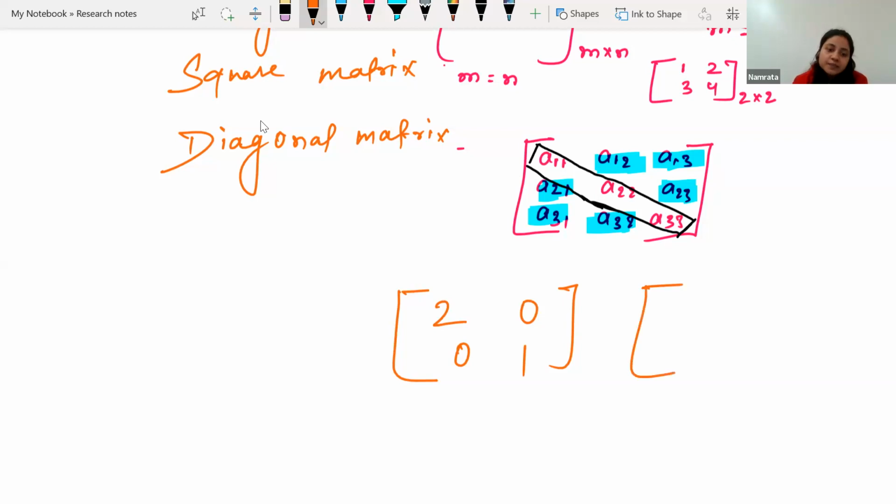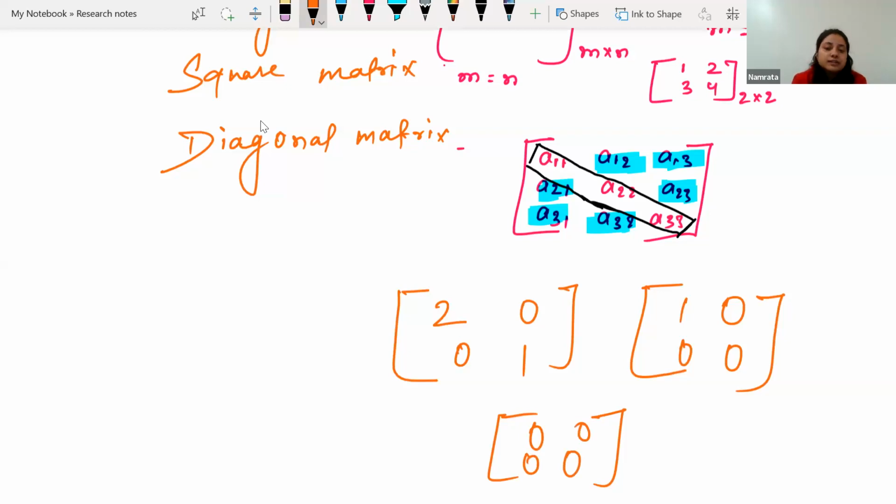Or we can say 1, 0, 0, 0. So diagonal element can be anything. It can be 0 also. If you are thinking about this one, 0, 0, 0, 0, this is also a diagonal matrix. Why? Because diagonal element can be anything, but the condition is non-diagonal element has to be 0. So here we can see non-diagonal element is 0. So obviously it's a diagonal matrix.